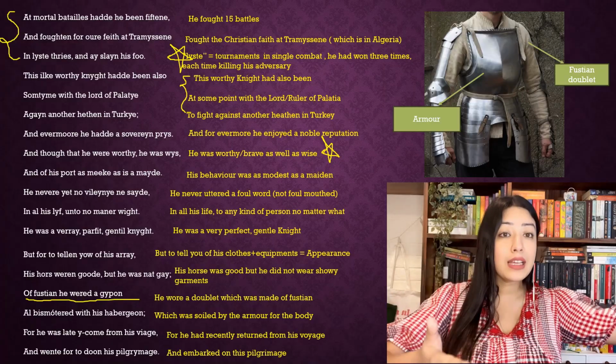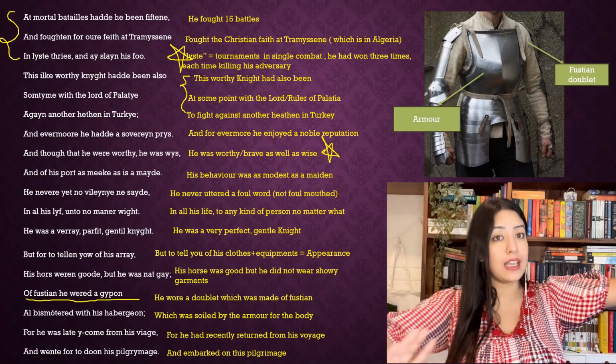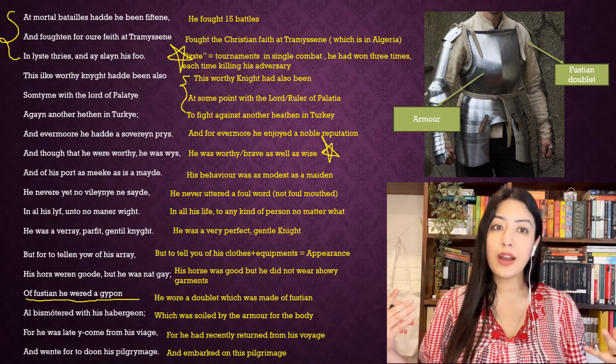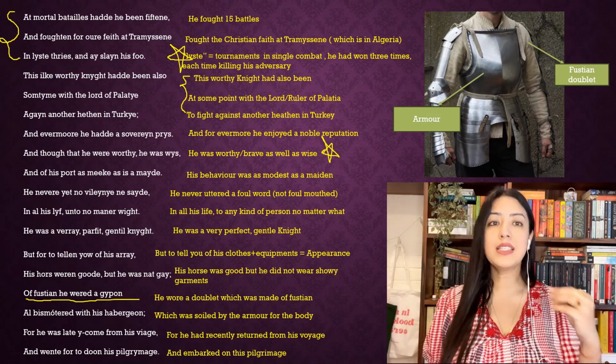He had been on an expedition, fought there, and then he recently came back and directly embarked on the pilgrimage. So he did not have time to change. So what does this tell us about the knight?